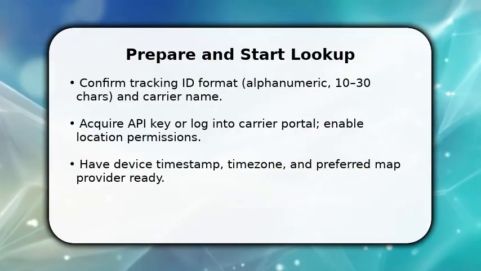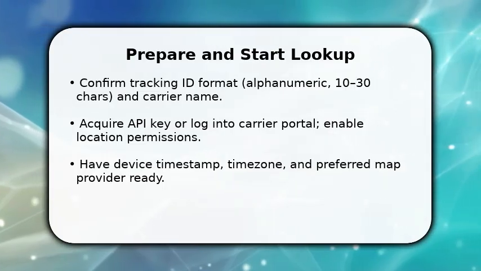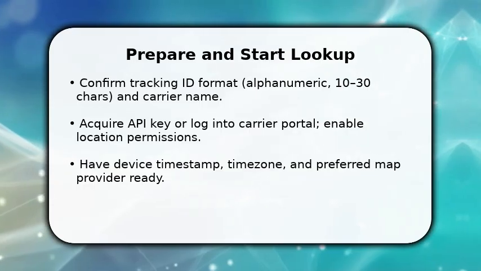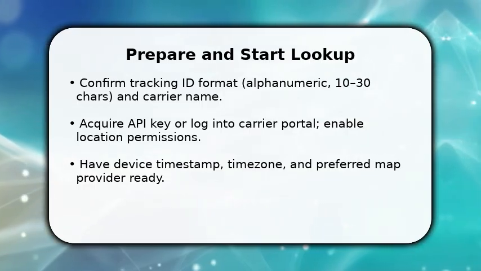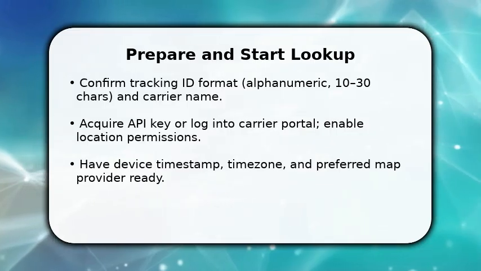You begin by validating the tracking ID and carrier. This avoids wasted API calls. Once the key or portal access is ready, authenticate and test a simple GET for the ID. Make sure to include device timestamp and time zone in the request so results align.